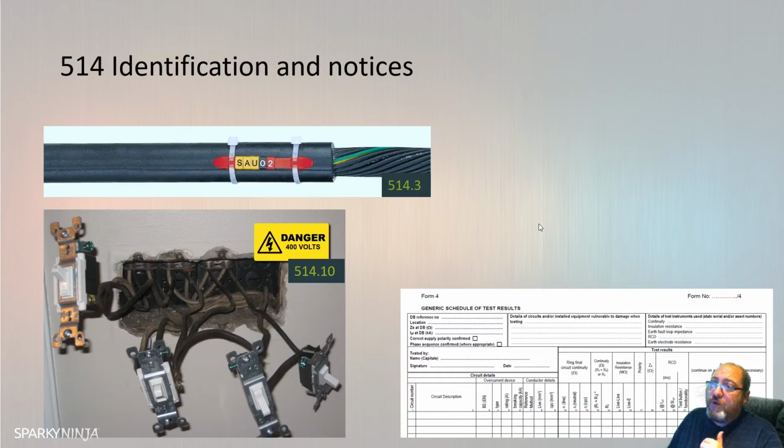Now, 514, identification of notices. Very common, very popular in your exams, so there's your little preview on that one. Lots of little things that we can see here. So, generally, except where there is no possibility of confusion, a label or other suitable means of identification shall be provided to indicate the purpose of each item of switchgear and control gear.